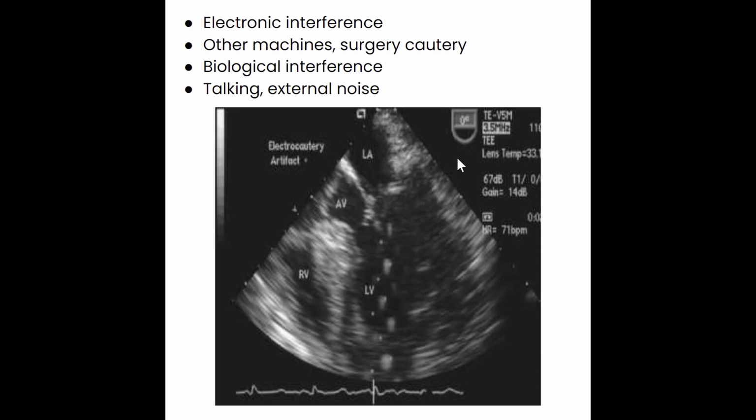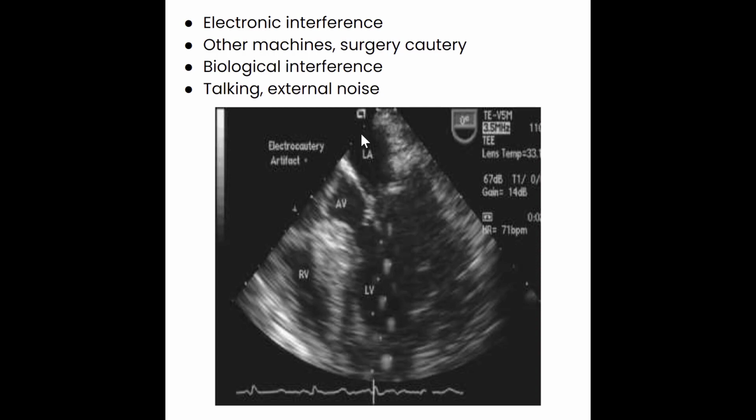Other things that we know to cause interference in the image from outside of the body and the ultrasystem include electronic interference. This can include other machines or surgery cautery. We know that biological interference can occur if a person is very hungry and their stomach is gurgling. You might see some interference occur on your images, or if the patient's talking, or any other external noise can sometimes show up in your images.